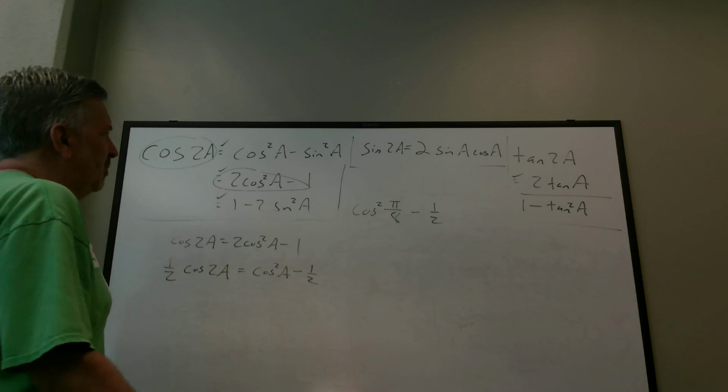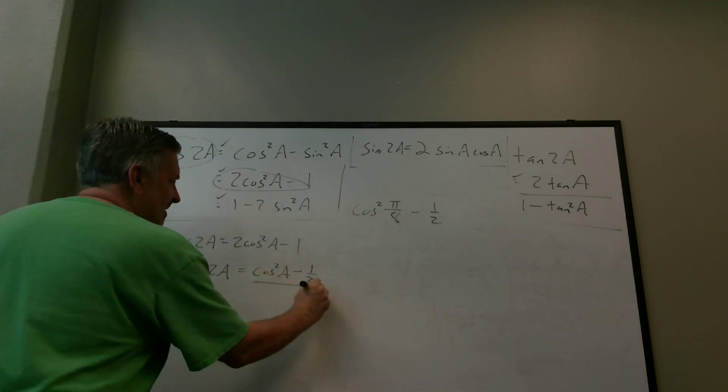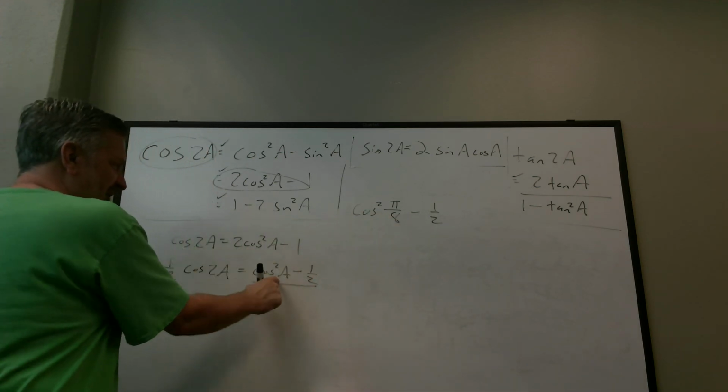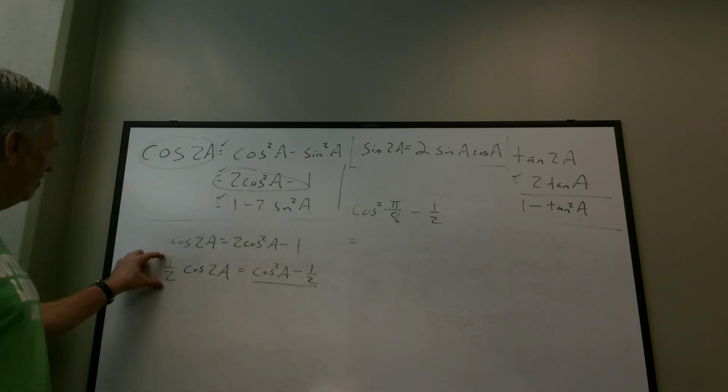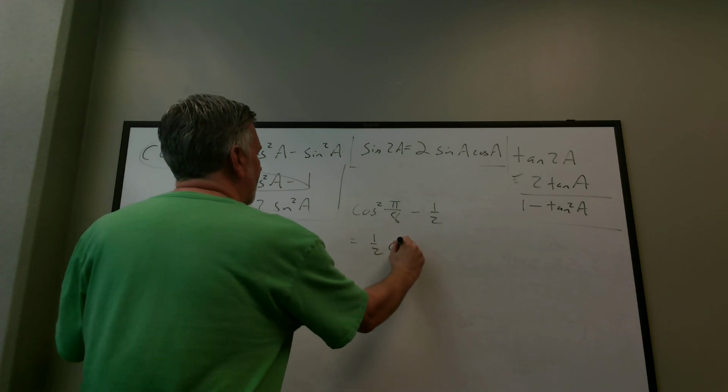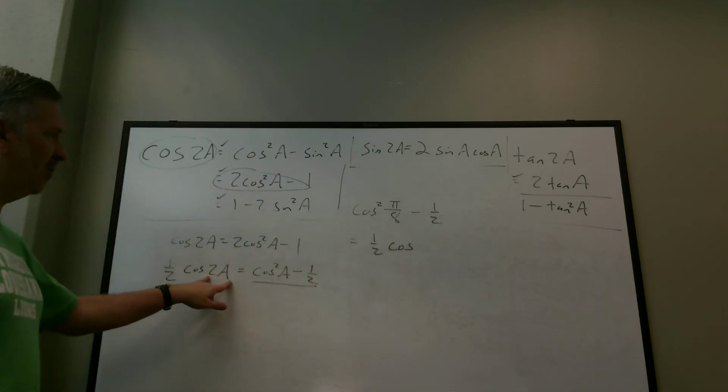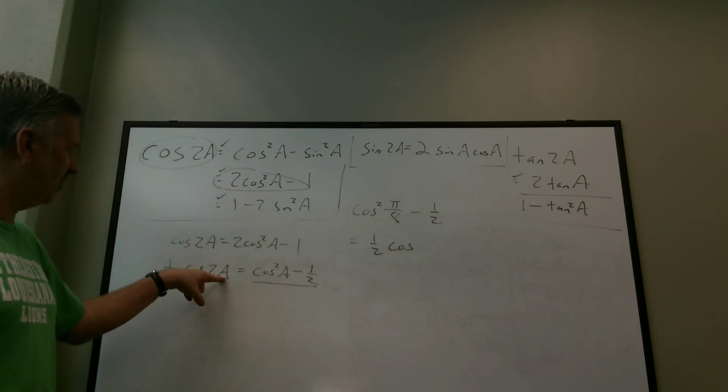Okay, so this matches this exactly now. It didn't match this, but it does match this. Well, by this identity, this is equal to this. So I have 1/2 cosine. Now what angle goes here? Whatever angle is here, double it goes here.